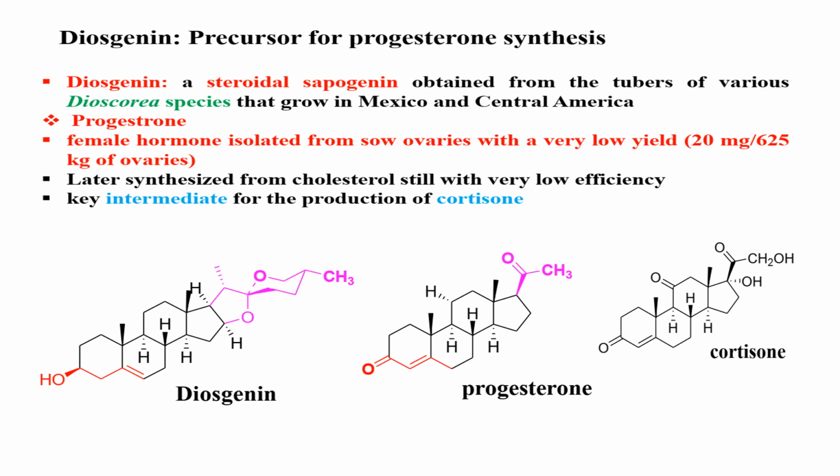So the yield of diosgenin-derived products can also be increased by using semisynthetic approaches. This is the structure of diosgenin and progesterone, as well as cortisone. You have to look at the structures and learn something from them as well.